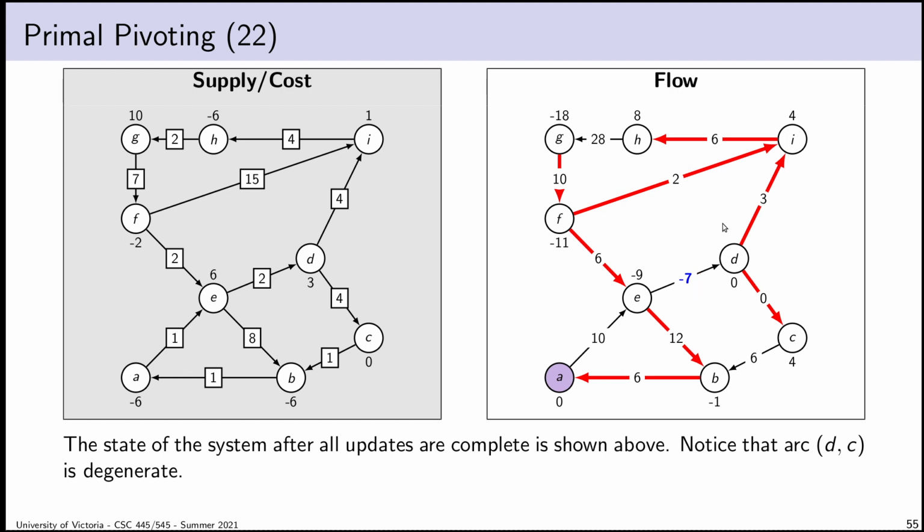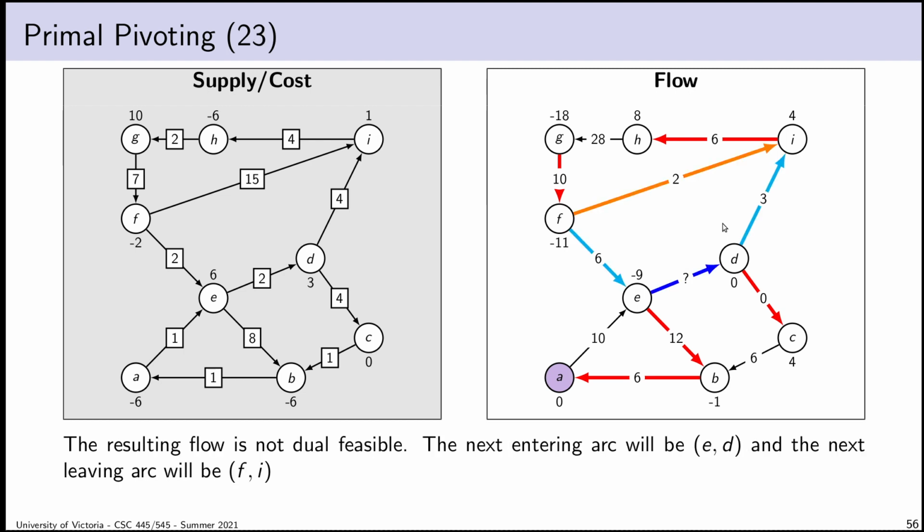Okay, so what we know is that this flow is primal feasible, but it's still not the lowest cost one. And so we want to perform more pivots until we get to a solution that's dual feasible. All right, so let's just do that. The next entering arc will be the arc ED.